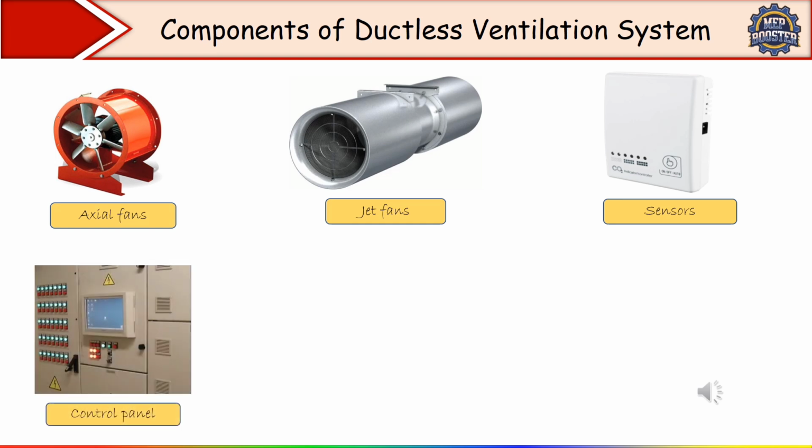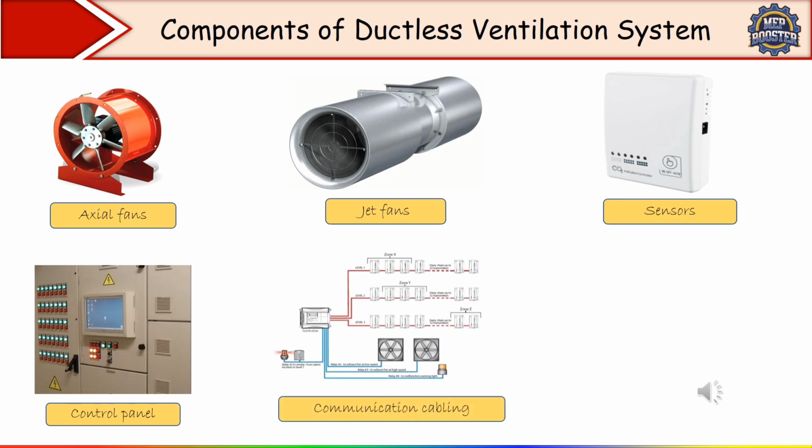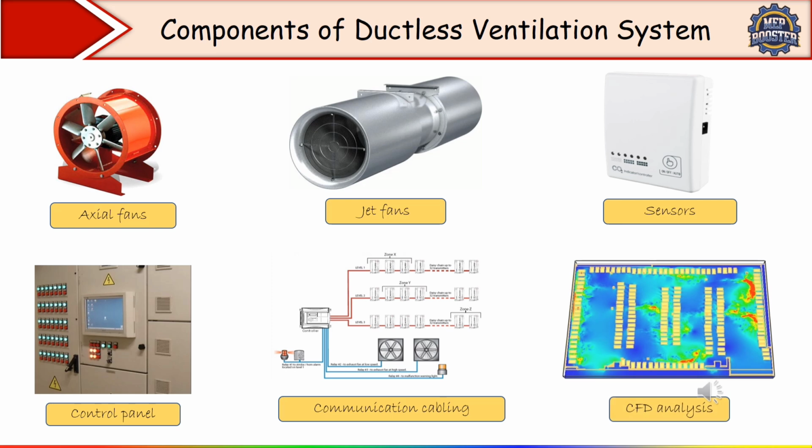Okay, then we have a sensor, a carbon sensor. Why are we using it? It is used to sense the carbon in the area up to some level. If the level exceeds, it will give a command to the jet fan to open. That is why we have to install the sensor also. Now here we have a control panel, then communication cabling, and finally CFD analysis.